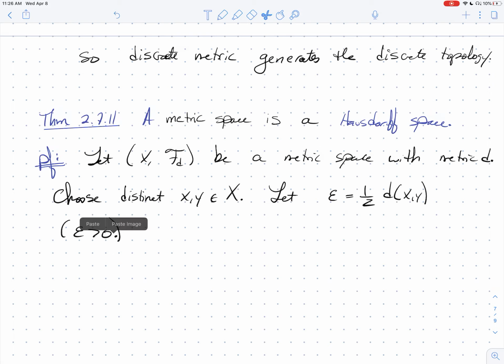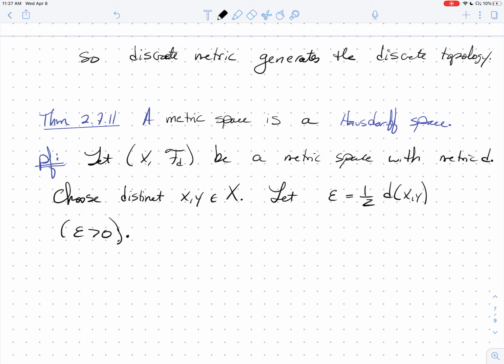Let's put that period outside. Epsilon is bigger than 0 because the distance is always bigger than 0. Multiplying by half doesn't change that. This product makes sense because the distance of 2 points is a real number, so I can actually multiply those in a meaningful way. You should always think about those things.